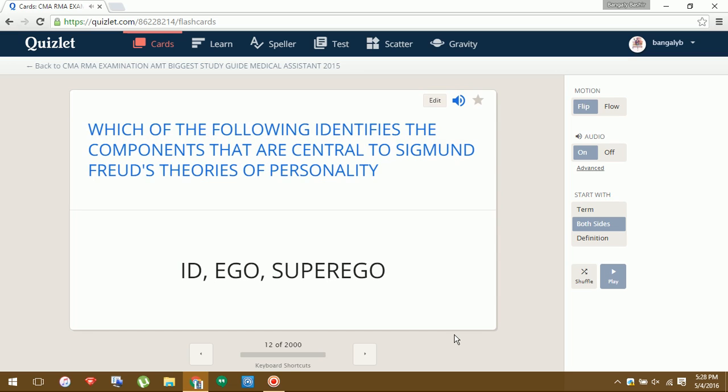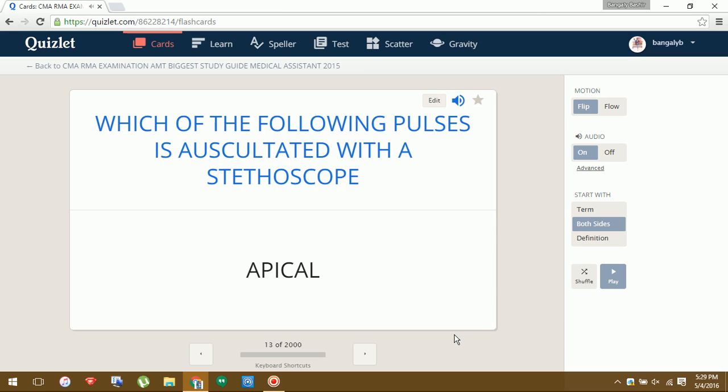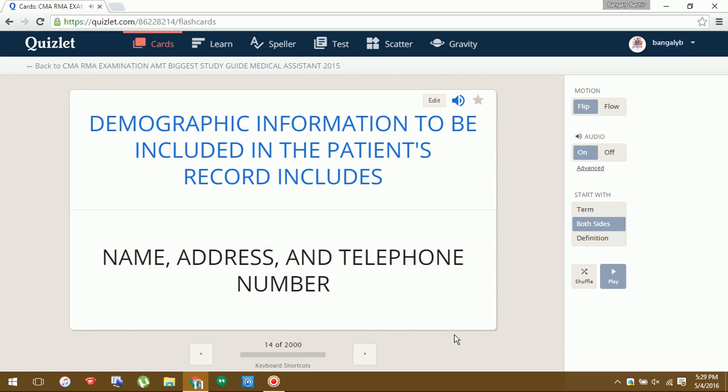Which of the following identifies the components that are central to Sigmund Freud's theories of personality? ID, ego, superego. Which of the following pulses is auscultated with a stethoscope? Apical. Demographic information to be included in the patient's record includes name, address, and telephone number.